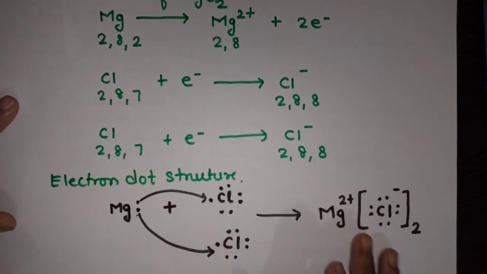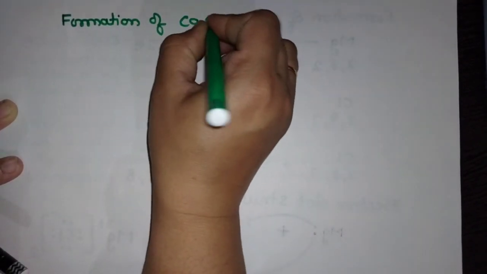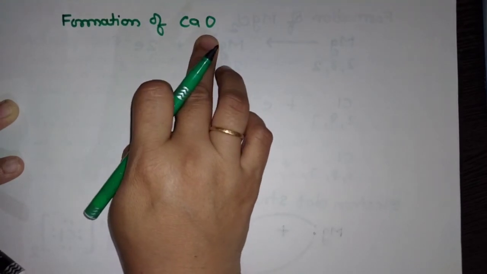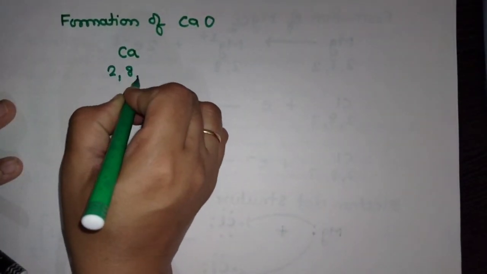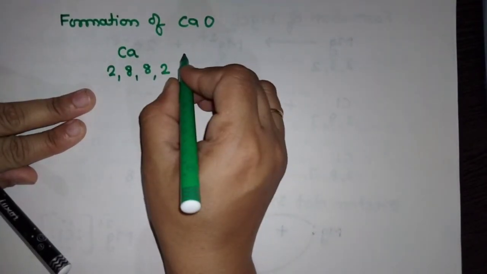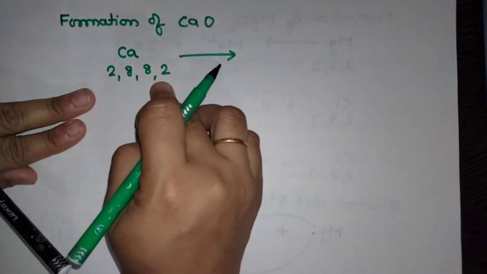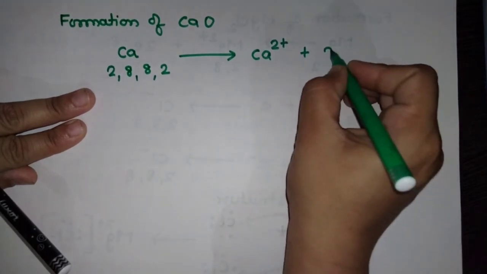Okay. Now let us check out the formation of calcium oxide. Calcium is a metal, oxygen is a non-metal. How is it forming? Calcium is 2, 8, 8, 2, and these 2 electrons will be the valence electrons. So calcium will lose 2 electrons.